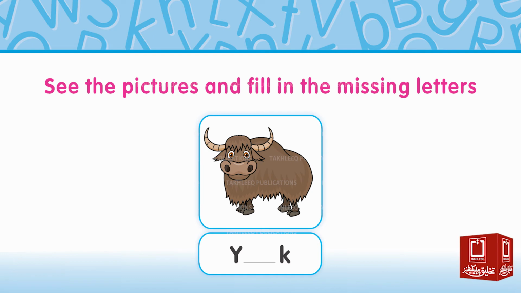Here we see the picture of a yak. Here is written Y dash K. The spellings of yak are Y A K. Yak. Here letter A is missed, so we write here A.